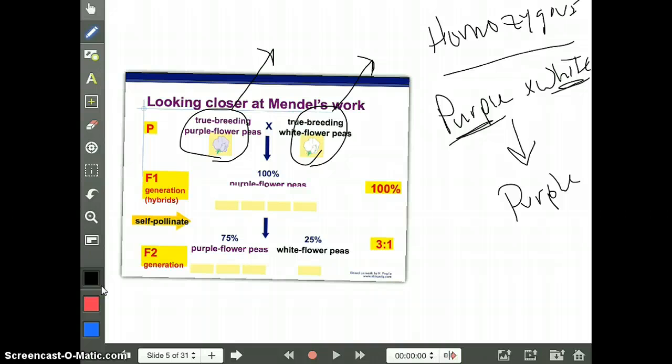Again, white is also homozygous. It is just not the dominant trait. It is a recessive trait. So purple is a homozygous dominant. White was the homozygous recessive. So if we're looking at particular traits, let me insert a slide real quick.